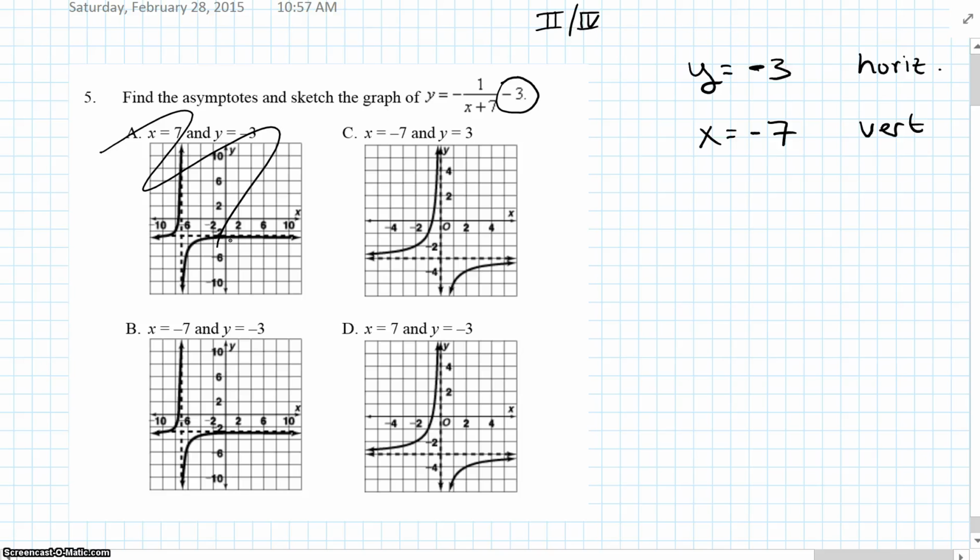So x equals negative 7, y equals negative 3. So A's out, and D's out. Okay, so which way are we going to move? We're going to move 3 units down and 7 units to the left. So from the origin, 3 units down, 7 units to the left. So the answer's got to be B.